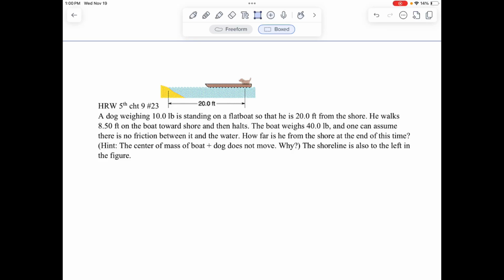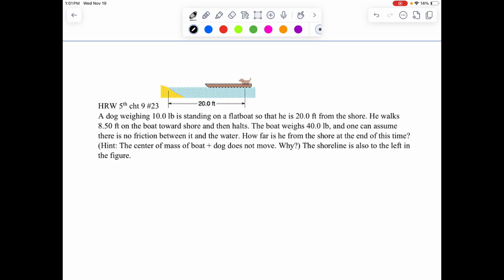Okay, let's solve this center of mass problem for you. You've got this dog, weighs 10 pounds, standing on a flat boat, 20 feet from the shoreline. He's going to walk 8.5 feet on the boat towards the shore, then halt, and the boat weighs 40 pounds. So that's nice that the boat is exactly 4 times heavier than the dog. We'll use that at the end to check what's going on.